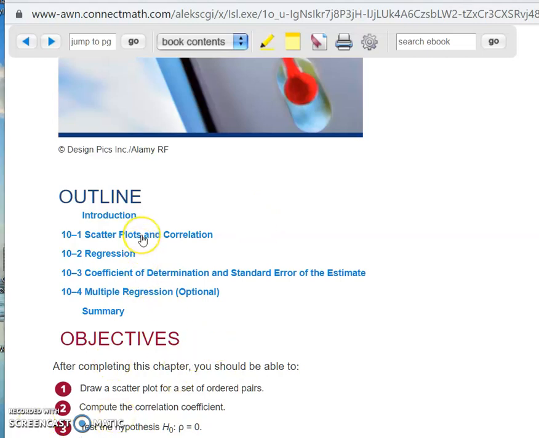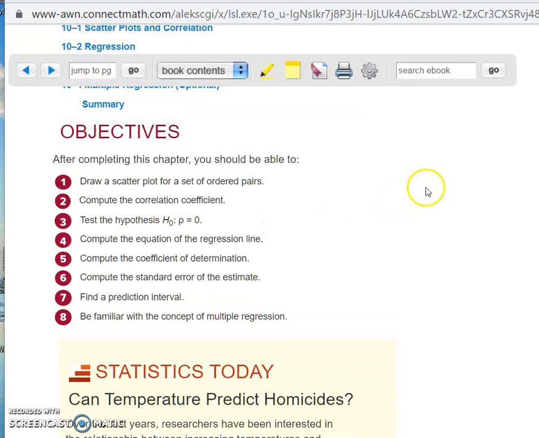Okay, so 10.1 is scatter plots and correlation. Scatter plots is a way of visualizing the data, and correlation is a way of coming up with a numerical measure, or what we sometimes will call a metric. It's a metric or a measure of how the variables react, or how they interact with each other. And then regression is a way of drawing a curve, typically a straight line, through the data points. So we'll see here in just a minute how that works.